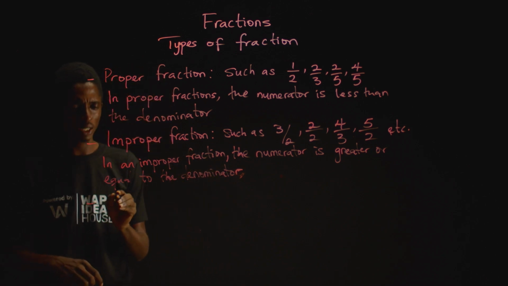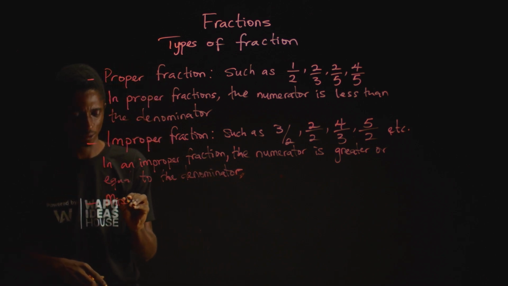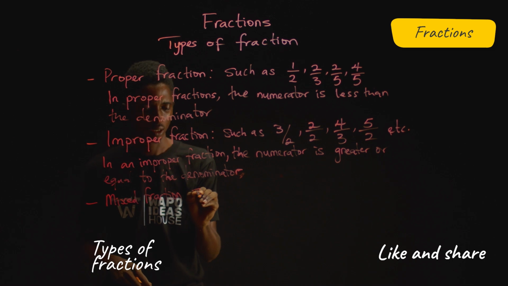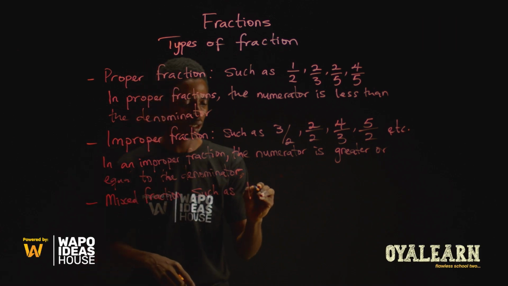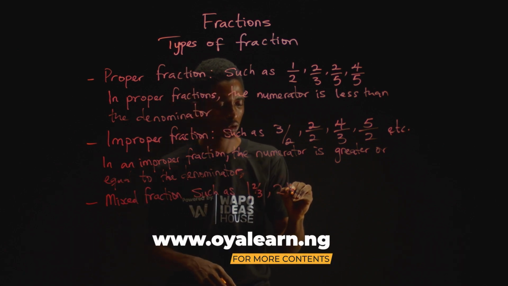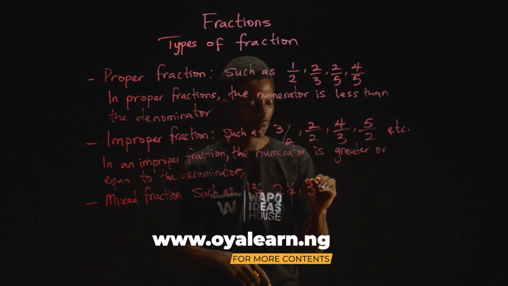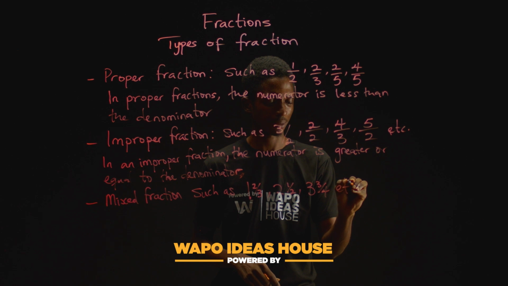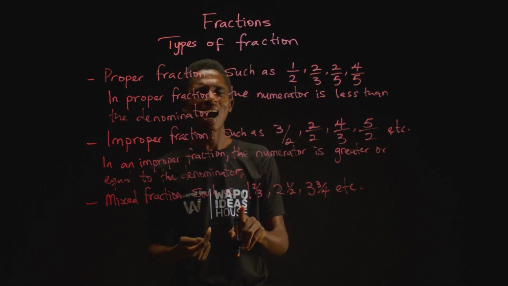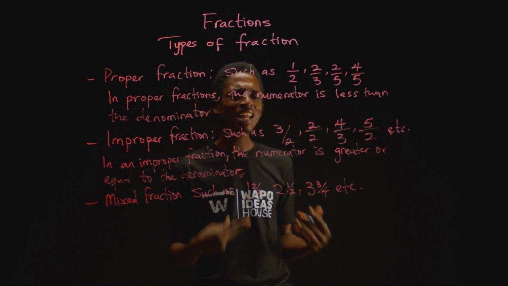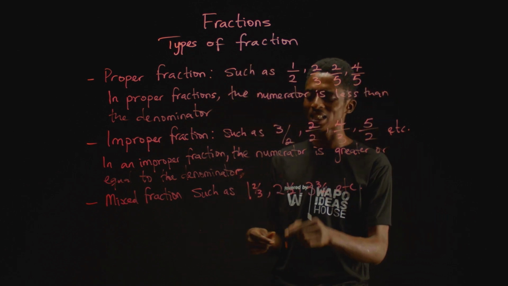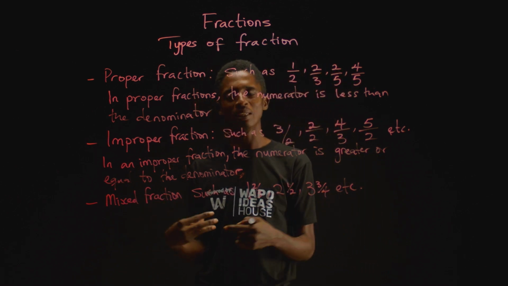Then finally, we have what is known as the mixed fraction. Such as 1 2/3, 1 1/2, 3 whole number 3/4, etc. What we see here is that we are having a mixture of a whole number and a proper fraction. So any kind of number you are dealing with where a whole number is added up to a fraction, that is a proper fraction, then you have what we call a mixed fraction.